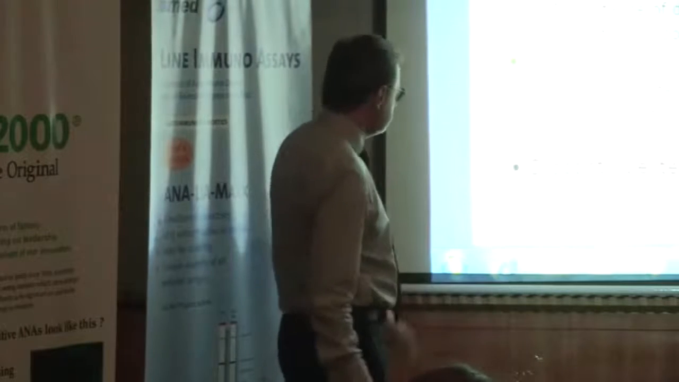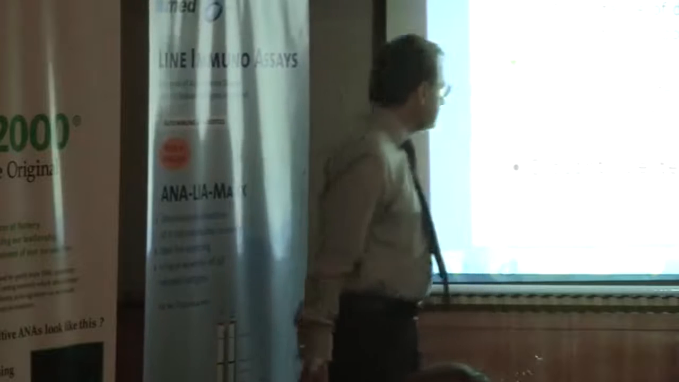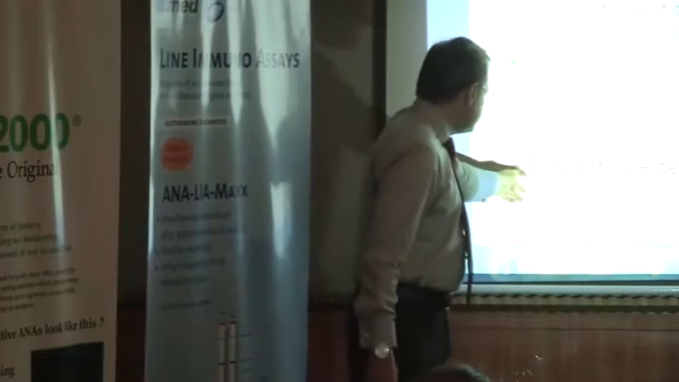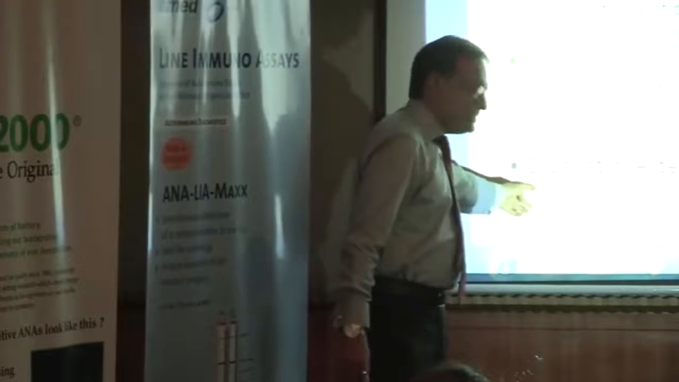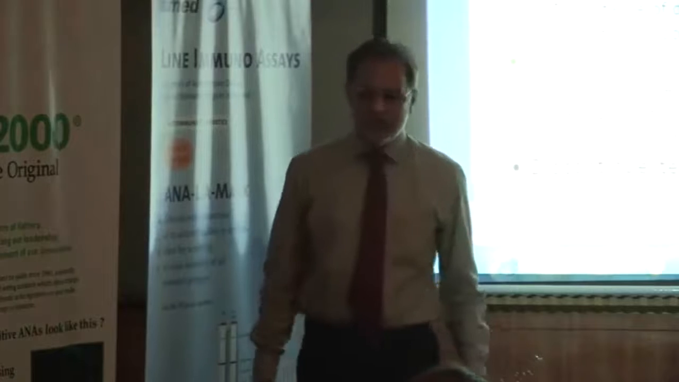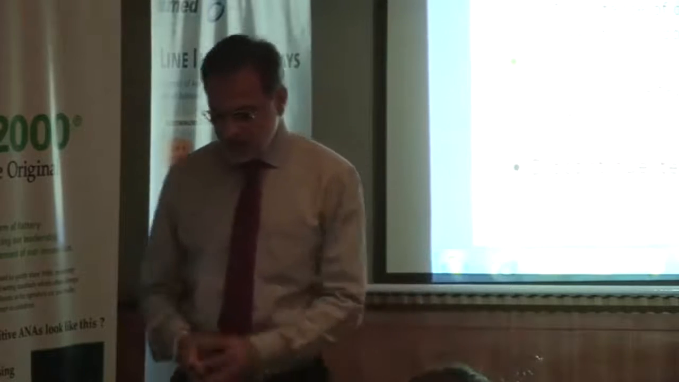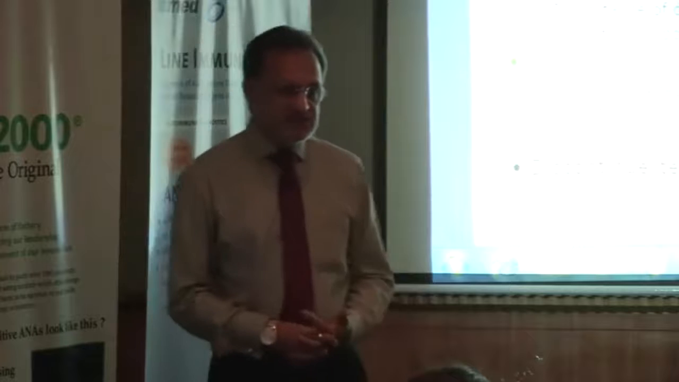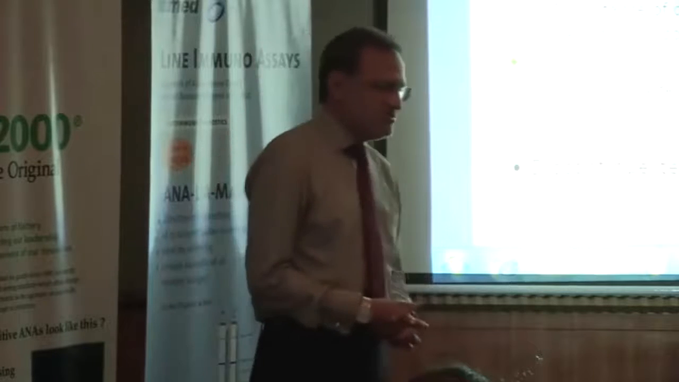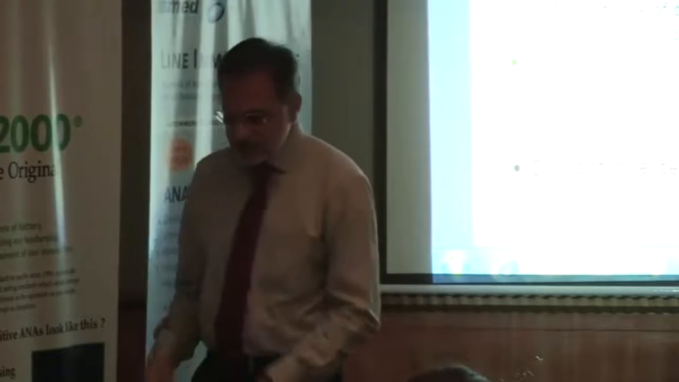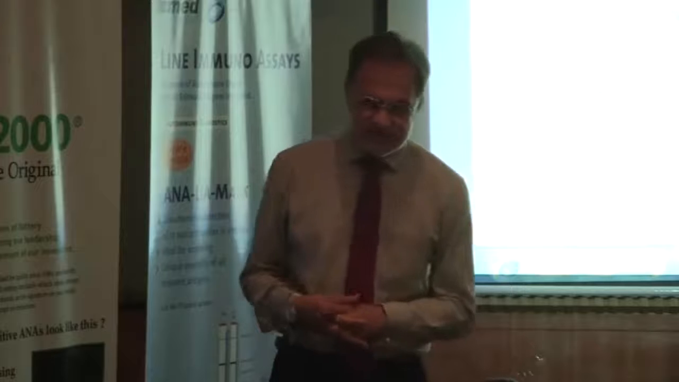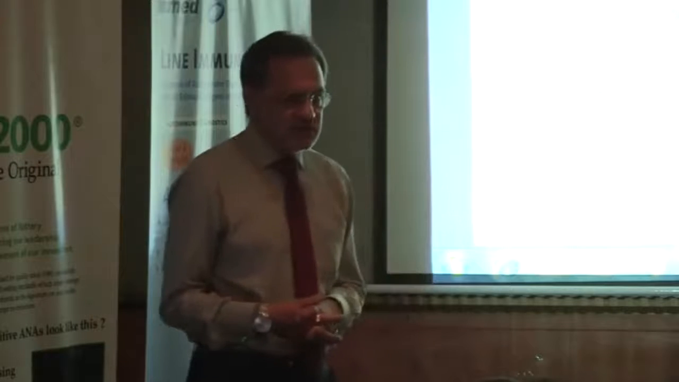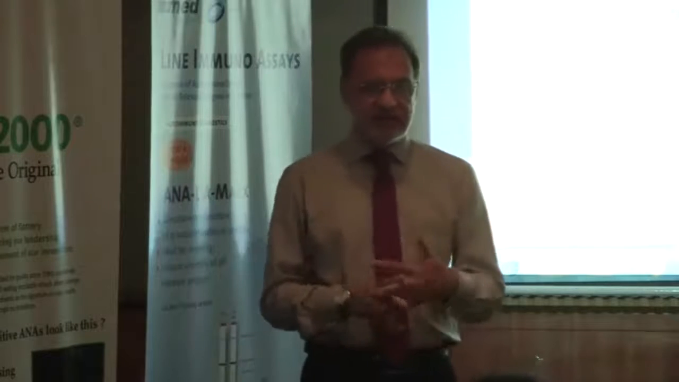As I said, there are 25 recommendations, and one of the very important ones is to discontinue the terminology ANA as well as ENA, and replace it with antibodies to cellular antigens. They are quite easy to understand, and I'll just read them out and try to explain whenever required.